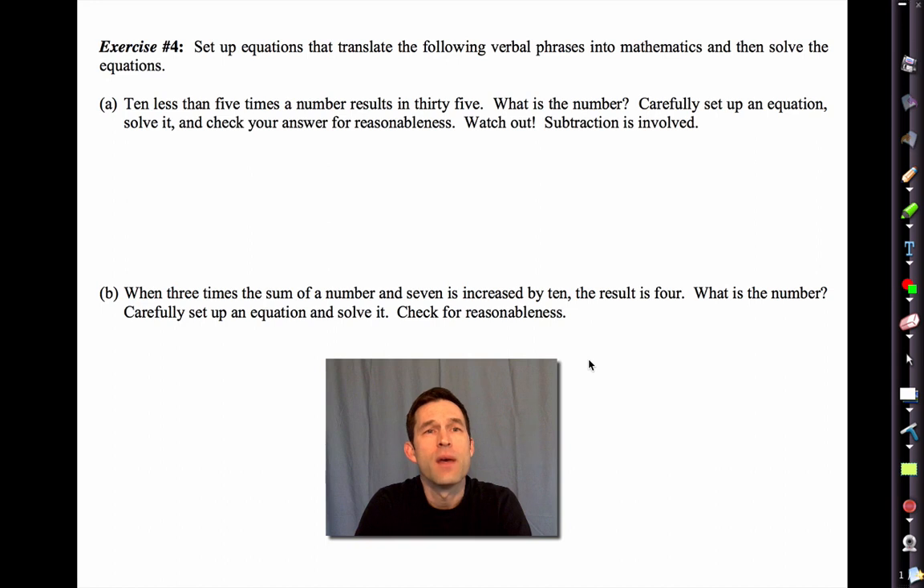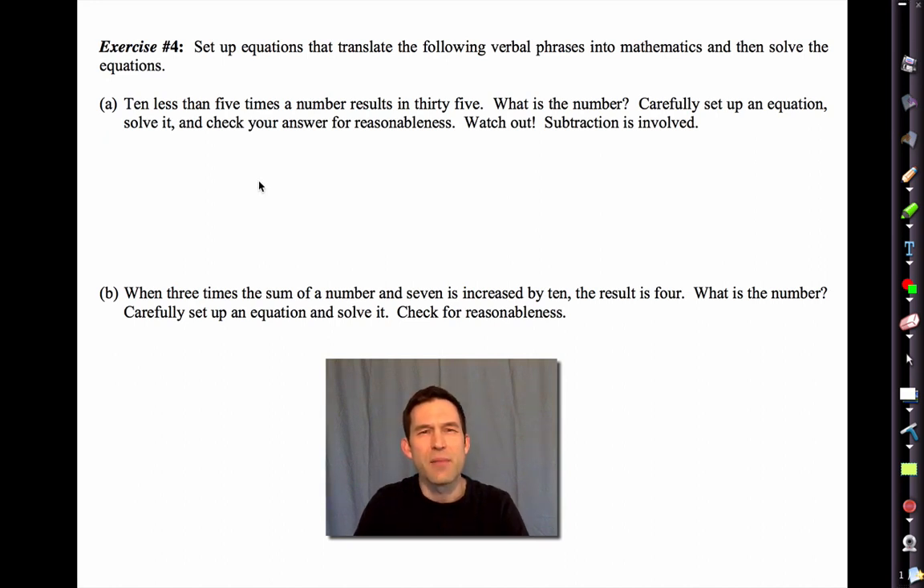All right. 10 less than 5 times a number results in 35. What is the number? It's like a riddle. I love these, I really do. But you have to be so careful. Let's take a look at the structure of the sentence. 10 less than, 5 times a number. If I just had 10 less than 35, that would be 25.